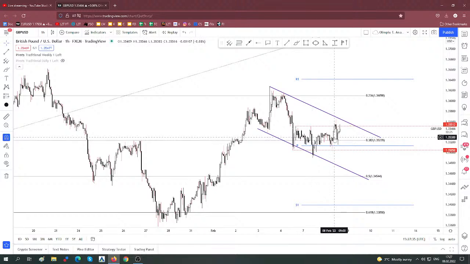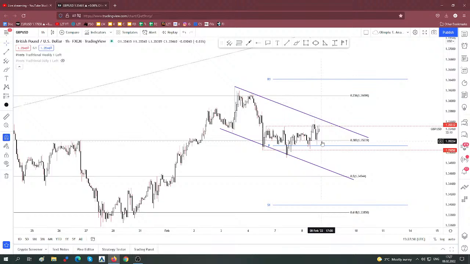In my opinion here, the major correction ended around the 61.8. It has found resistance at 23.6. Temporary drop, retest of the 38.2, and something like a down channel.